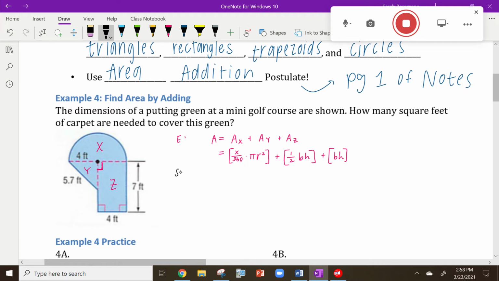Now I can move on to S for substitution. For the first shape, x represents the central angle measure. In this case, I know that the fraction of the circle is a half, so I can just go ahead and use a half, or you could plug in 180 over 360. Note that's the same as 1/2. The radius of this circle I see is given to me in the figure, 4 feet. So I'll plug in 4 for the radius.